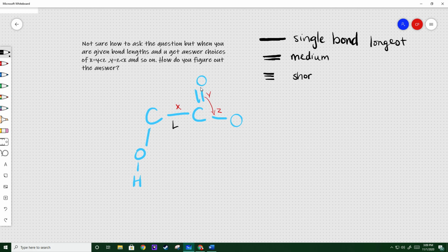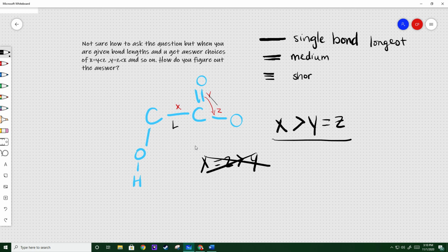If you just look at it like this, you might say, oh, this double bond is shorter than this single bond, so X is equal to Z, and then both of those are greater than Y. But that's not what's happening here. We have resonance between these two oxygens, so it's going to go back and forth. So in reality, Z and Y are the same, and then X is going to be longer than both of these. And that would be how you would answer that question.